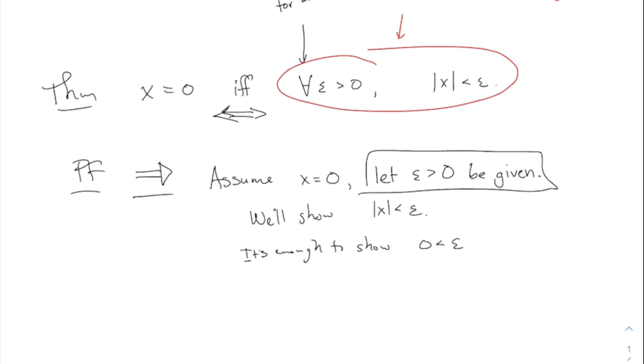And how can we show zero is less than epsilon? Well, that is what we assumed about epsilon, that it is greater than zero. So it's enough to show zero less than epsilon. And this is true since we assumed epsilon greater than zero. I wrote it the wrong way. All right, and that's the end of this part of the proof. Once you untangle all the symbolism, there's not really very much to say. What you have to prove is basically what you started with anyway.